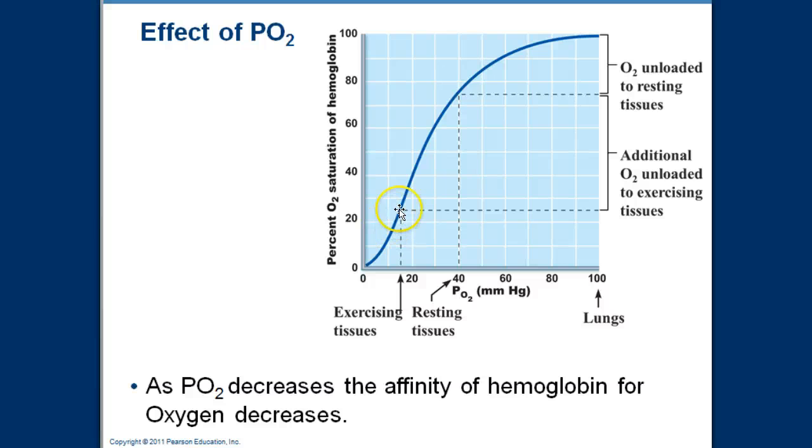And if you move up the curve the other way, the other thing that this ensures is that when the blood enters the lungs and hemoglobin starts picking up more oxygen, hemoglobin picks up as much oxygen as possible. So it encourages loading of oxygen in the lungs and unloading of oxygen in the exercising tissues.